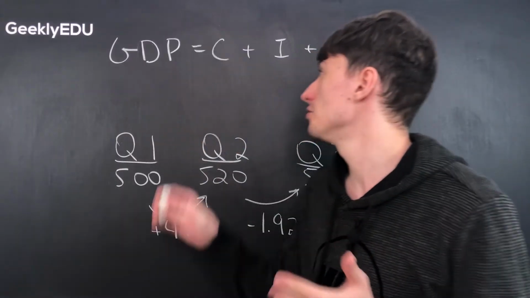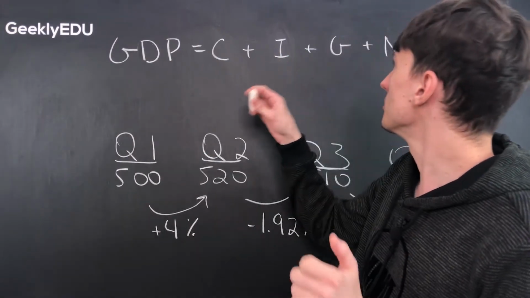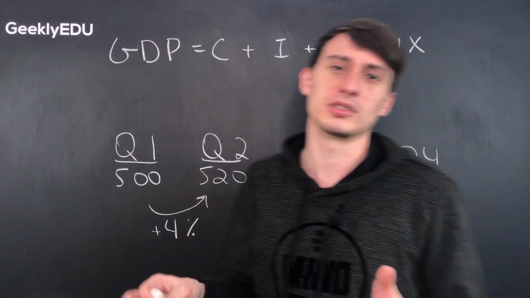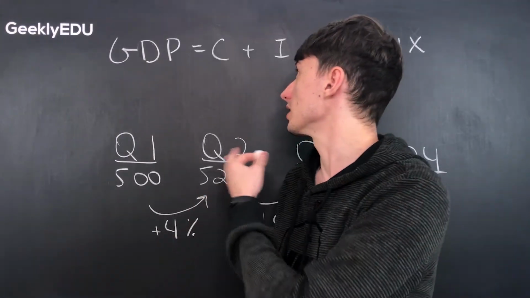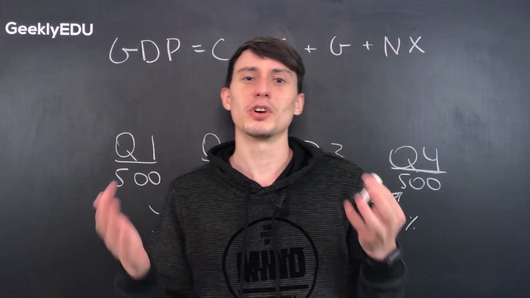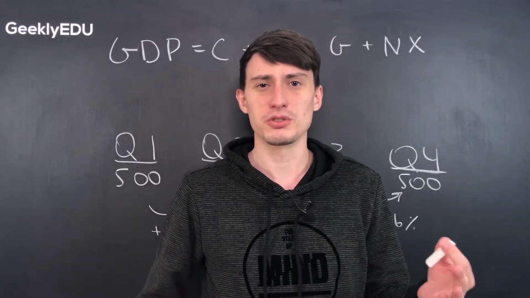So as you can see, the GDP is calculated using four components: consumption, investment, government spending, and net exports. So let's take a look at what each one means. So the first one, consumption. It's pretty much what you spend, the everyday things you buy, from your phones, from your clothing, groceries.